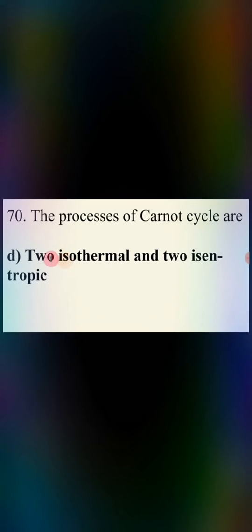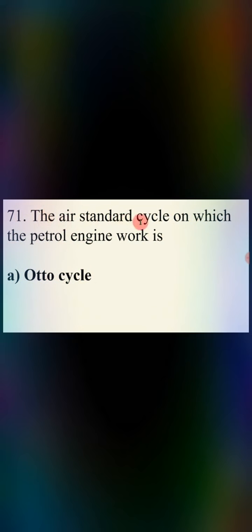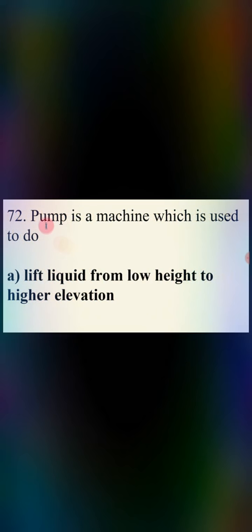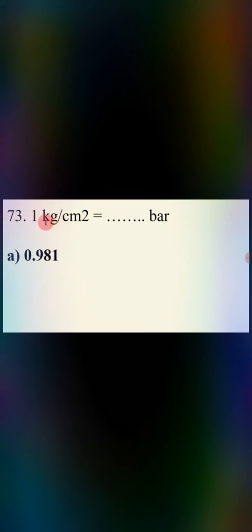The processes of the Carnot cycle are two isothermal and two isentropic. The air standard cycle on which the petrol engine works is the Otto cycle. Pump is a machine which is used to lift liquid from a low height to a higher elevation. 1 kg per centimeter square equals 0.981 bar.